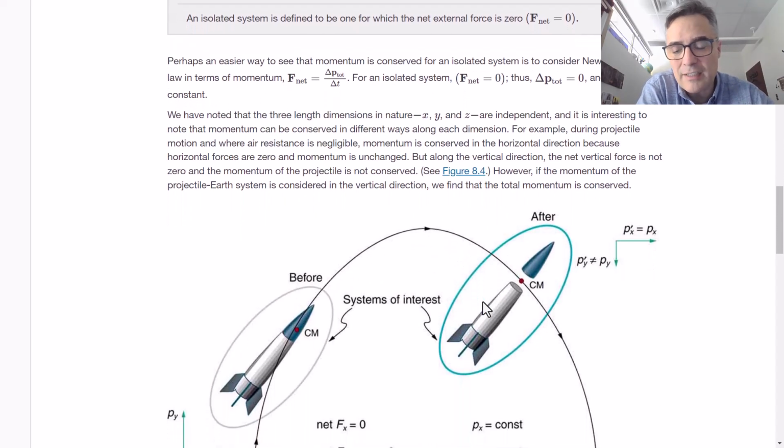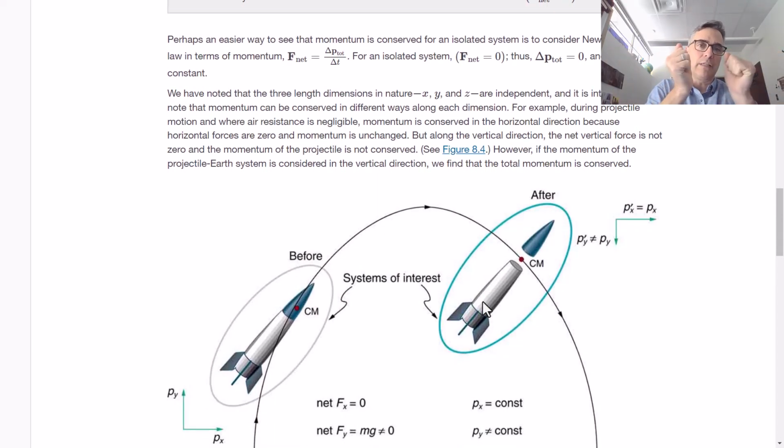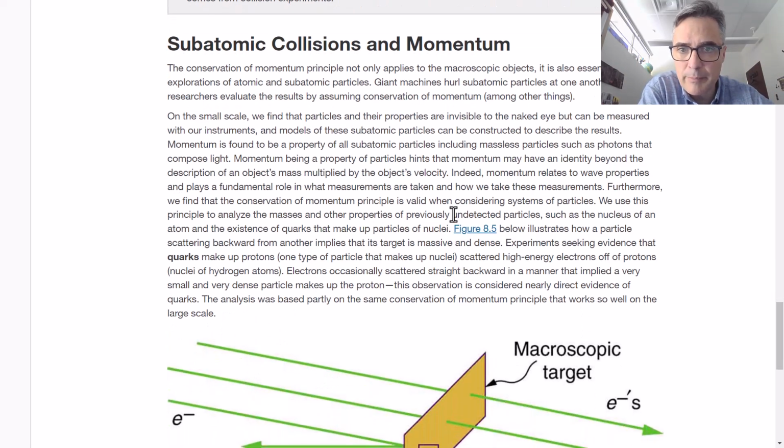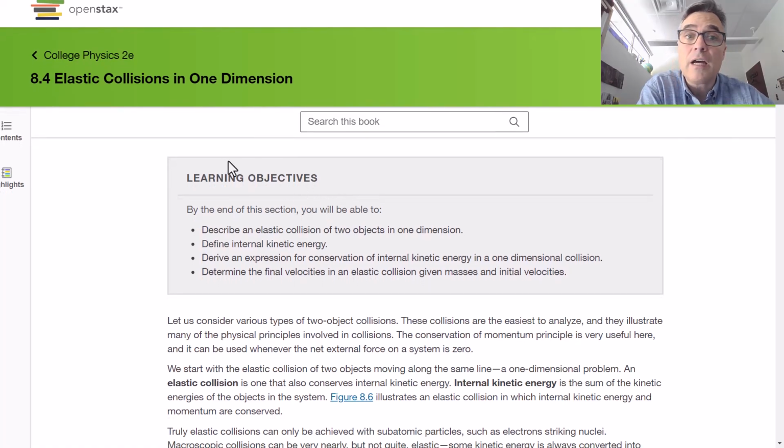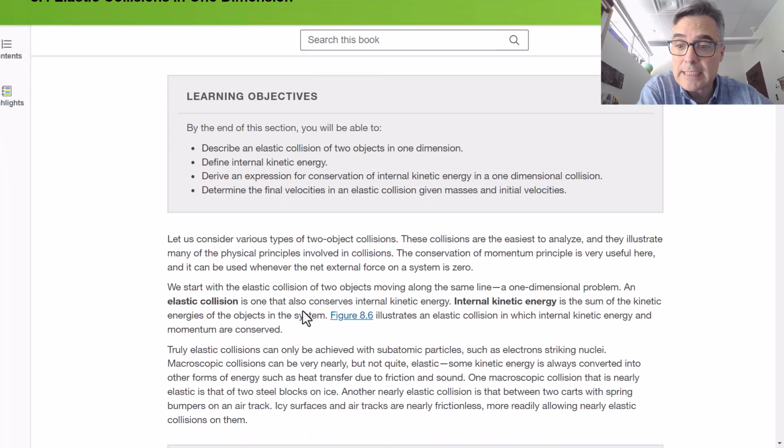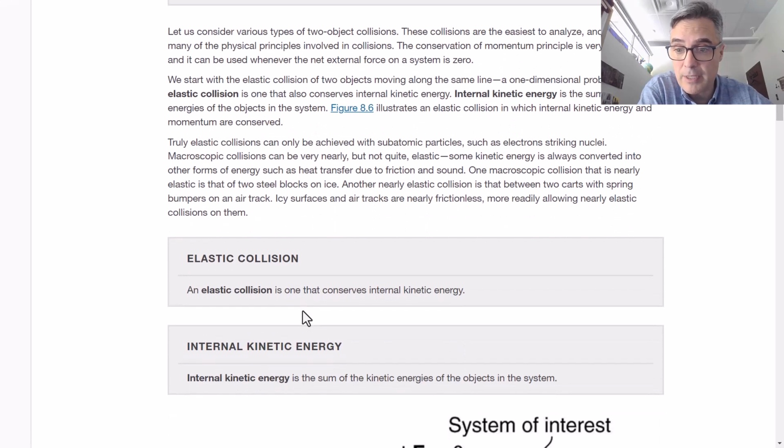And it often happens during some sort of a collision or some sort of an explosion. We talk about subatomic collisions. And lastly, they combine the conservation of momentum with conservation of energy to get elastic collisions in one dimension.